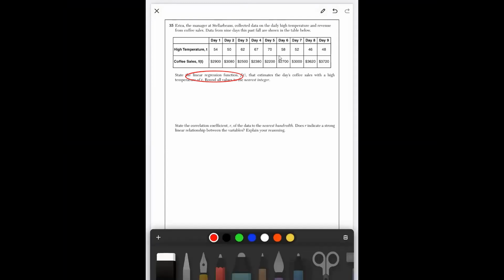When it says linear regression, that means you have to come up with a linear regression. It doesn't matter what the data looks like. You may think it looks like a quadratic or an exponential, but if they say linear regression, then you're going to do a linear regression, no questions asked. When we round, we're going to round our numbers to the nearest integer. Then we're going to find the correlation coefficient, which is r, and we need to round that to the nearest hundredth. So I'm going to show you how to do that.